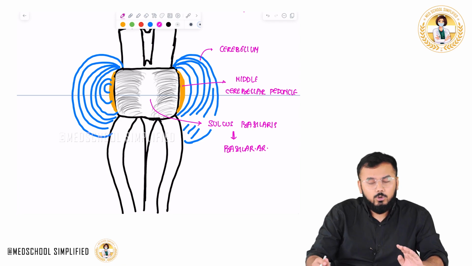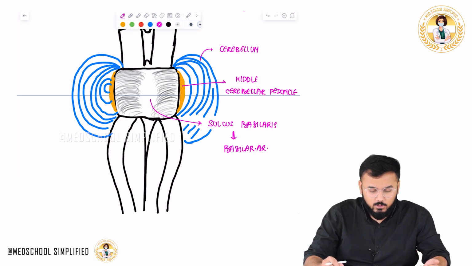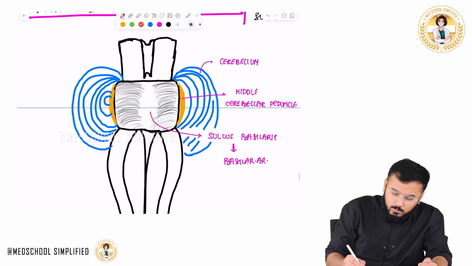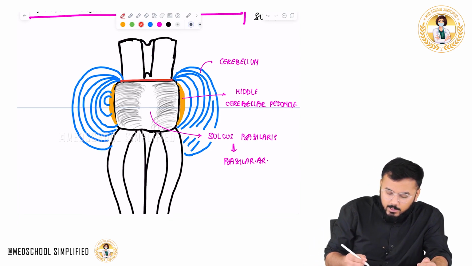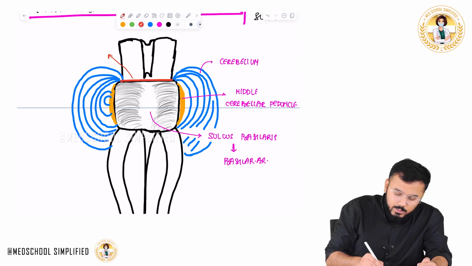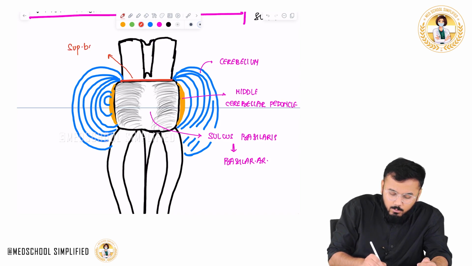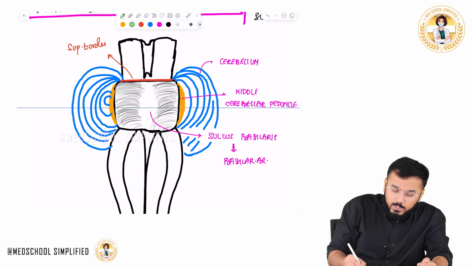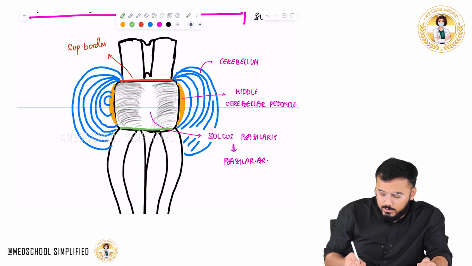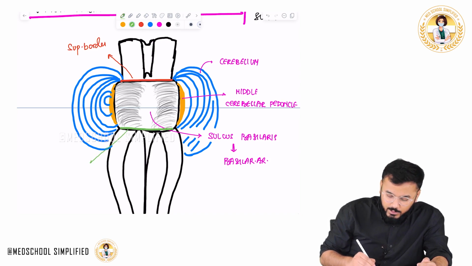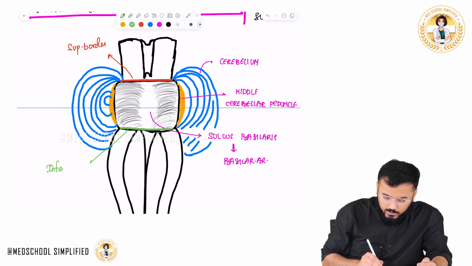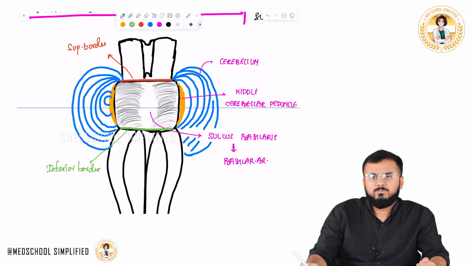As I've already told you, the pons has two borders. One is called the superior border, and another is called the inferior border. So this border which you can see on the top is the superior border of the pons. In the same way, this border with the green color on the bottom is your inferior border of the pons.